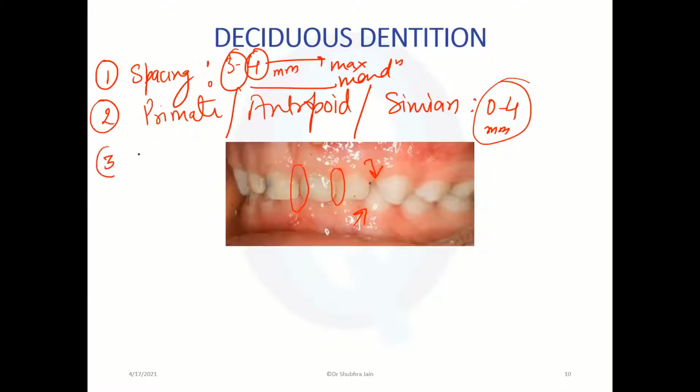Then third is, there is a shallow overjet. 1 to 2 mm of overjet is there. The next characteristic is deep bite. Can you see? There is deep bite. Next is, there is a vertical inclination of incisors. Incisors are straight on the bone.